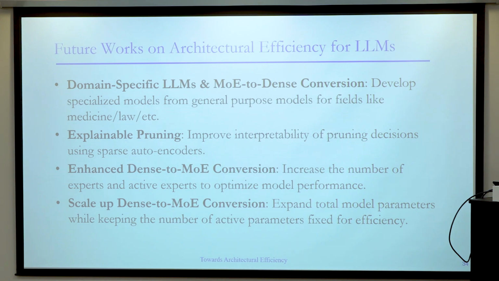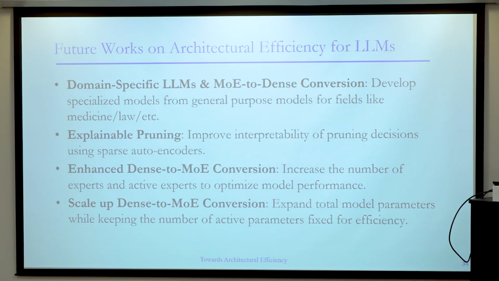Lastly, there is some future work regarding architecture efficiency. We want to have domain-specific models, where we try to develop specialized models from general-purpose models by using techniques like pruning or converting MoE models to dense models again. And we want this general-purpose model to work for fields like medicine, law, or other related fields.